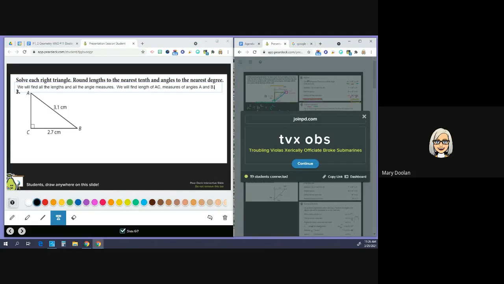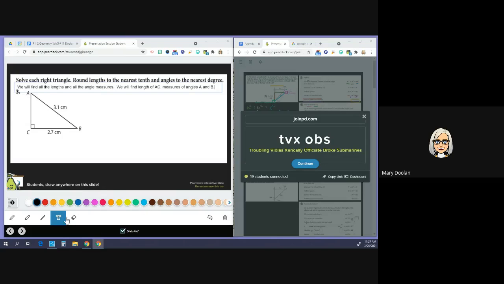Where you choose to start with this is up to you. You can start by finding the angle measures first. You could start by finding the missing side first. It's okay to choose which way you want to go with this. I'm going to show you how to find the missing leg length first.